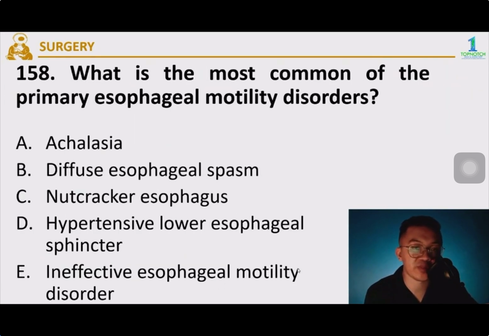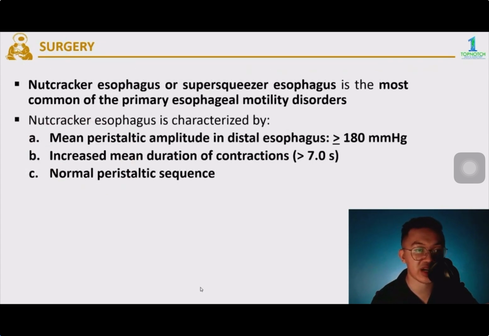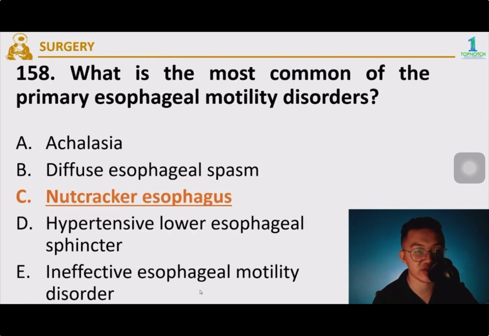158, what is the most common of the primary esophageal motility disorders? The one that's most usually cited in exams is achalasia. However, the most common by incidence is your nutcracker or super squeezer esophagus. It is characterized by a mean peristaltic amplitude of more than 180, but there is a normal peristaltic sequence. So that's your nutcracker esophagus. Your DES is your corkscrew esophagus. Your achalasia would have a bird's beak appearance. This is due to increased pressure, failure of relaxation, and loss of peristalsis.